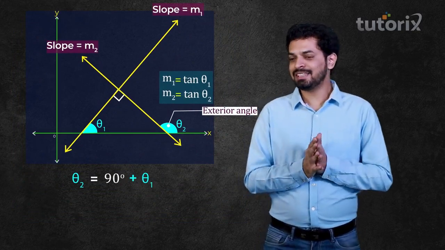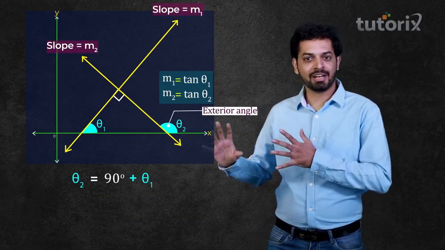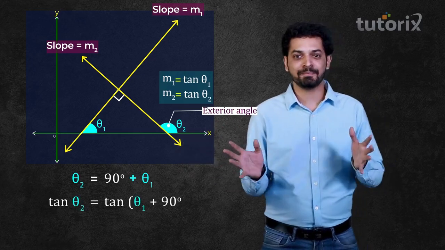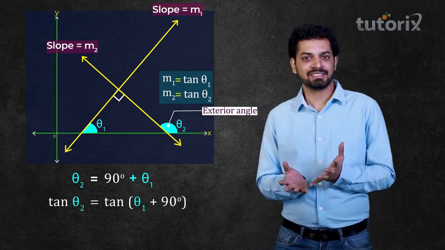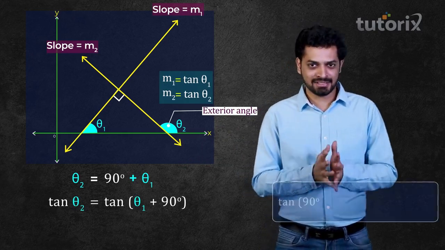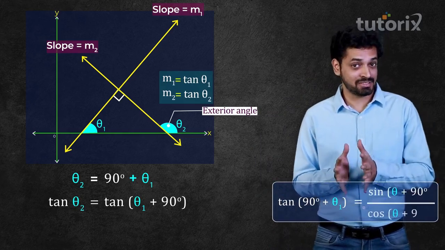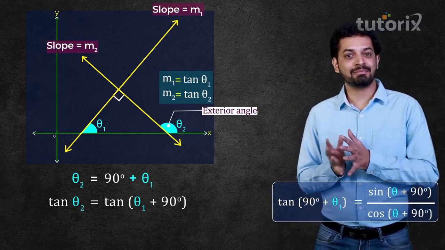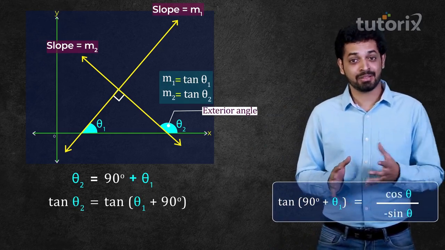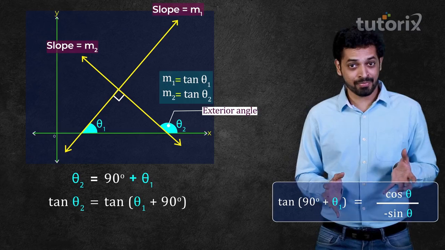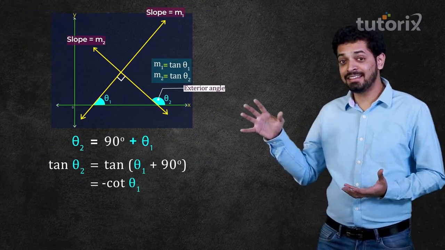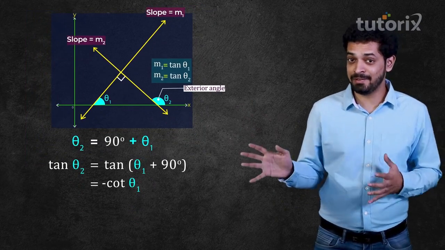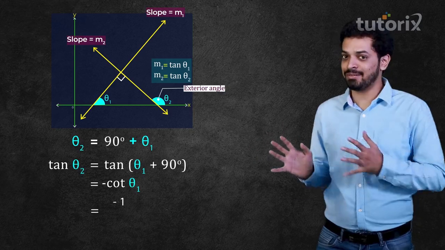Now what we'll do is we'll just take tan now. We have tan theta 2 is equal to tan(theta 1 plus 90). Now what is the formula for tan(theta 1 plus 90)? Can we reduce this? Tan(theta plus 90) is sin(theta plus 90) by cos(theta plus 90). And sin(theta plus 90) is cos theta. And cos(theta plus 90) is minus sin theta. So this should be minus cot theta, isn't it? So tan(theta 1 plus 90) is minus cot theta 1, which is minus 1 by tan theta 1.